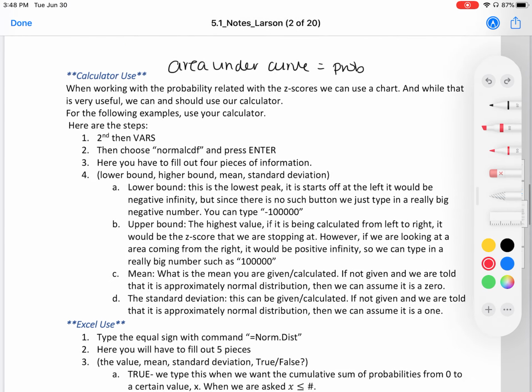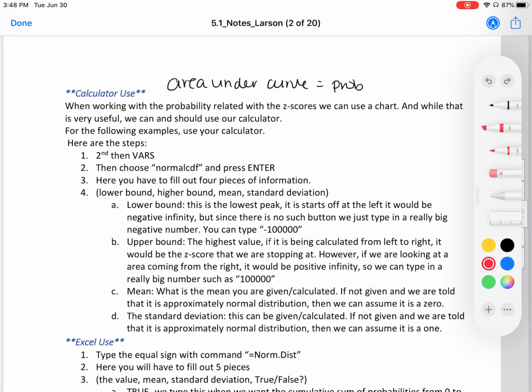So let me just point them out. You're going to press the second button, then VARS. You want to choose normal CDF. Press enter, and you're going to enter information in these four pieces. You want the lower bound, the higher bound, the mean, and the standard deviation.